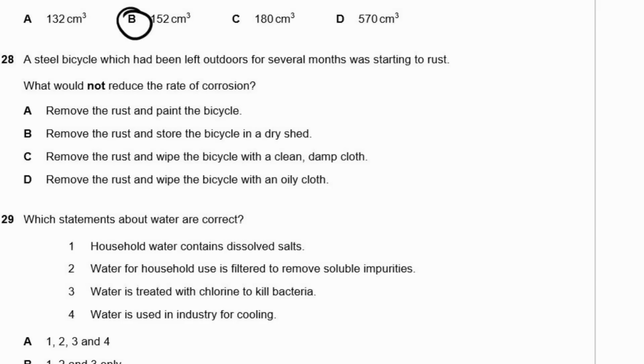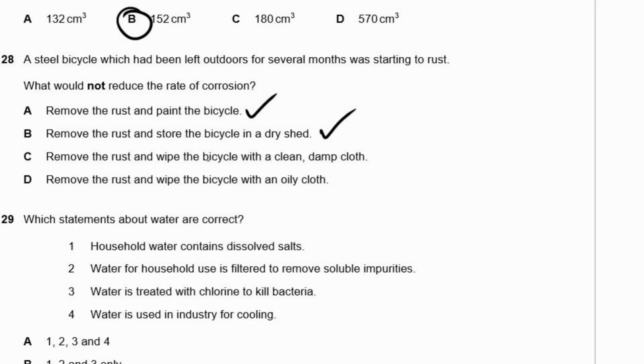Question 28. A steel bicycle which had been left outdoors for several months was starting to rust. What would not reduce the rate of corrosion? Remove the rust and paint the bicycle. Well, that would definitely reduce the rate of corrosion. Painting the bicycle stops the oxygen and water from getting to the metal. Remove the rust and store the bicycle in a dry shed. That sounds good. It's not going to be rained on, so it's not going to react with the water and the oxygen from the rain. That will definitely reduce the rate of corrosion.